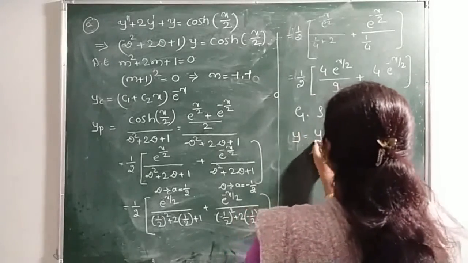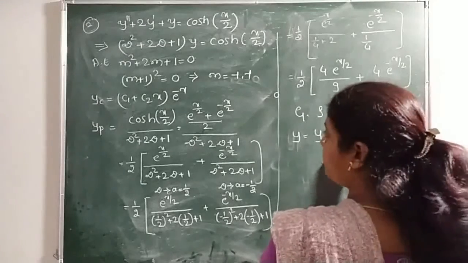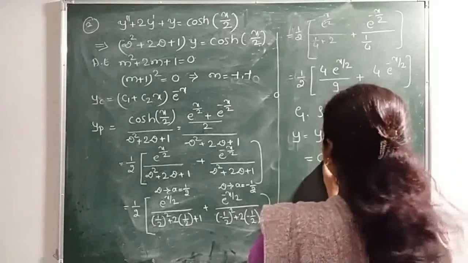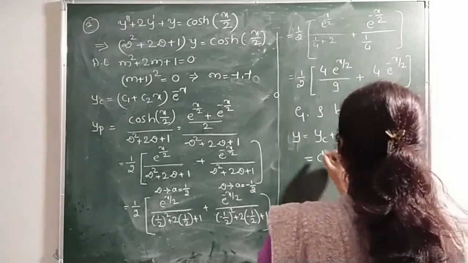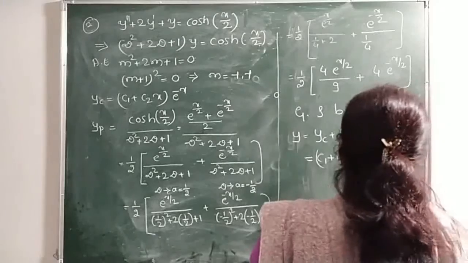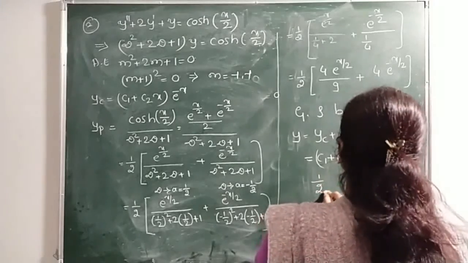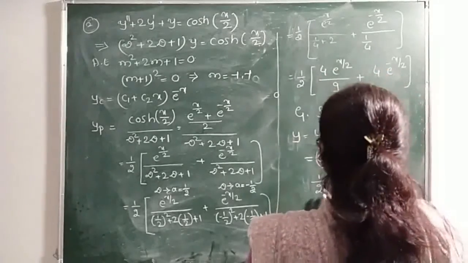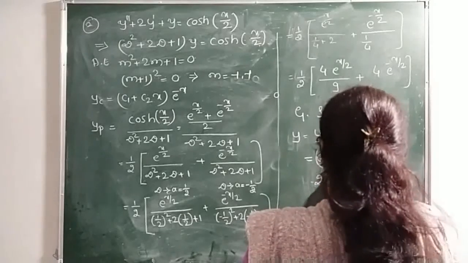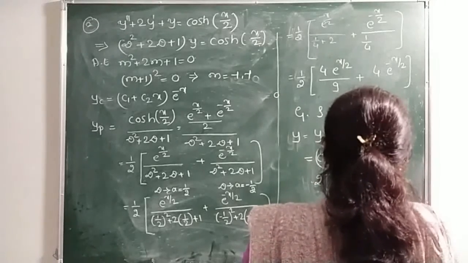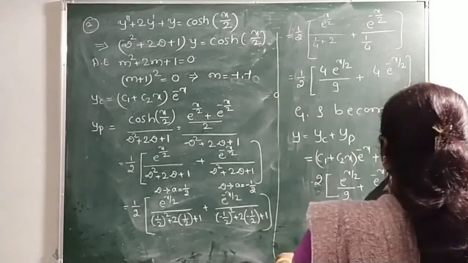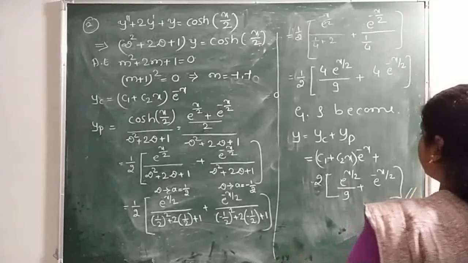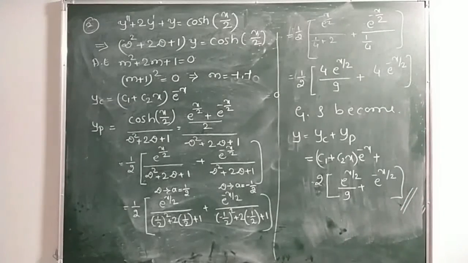The general solution becomes y is equal to yc plus yp, yc is c1 plus c2x e to the power minus x, plus yp you have to write 1 by 2. If you want you can take a 4 common and it becomes 2 e to the power x by 2 divided by 9 plus e to the power minus x by 2. This is the second example of non-homogeneous equations.